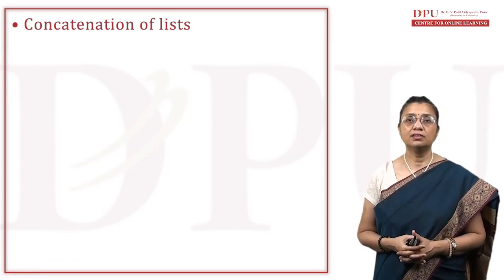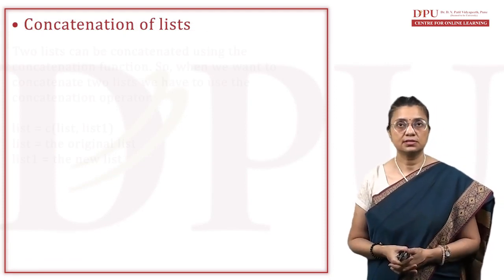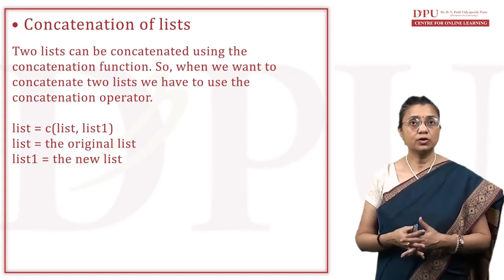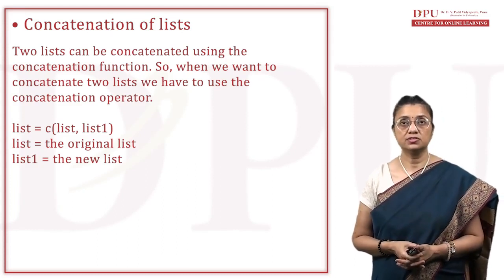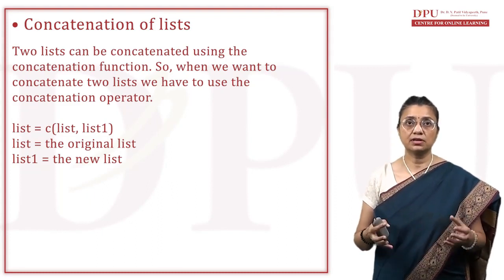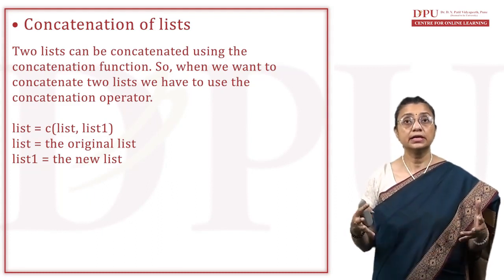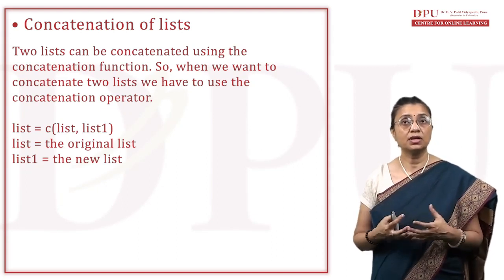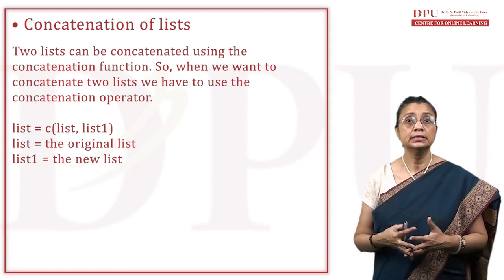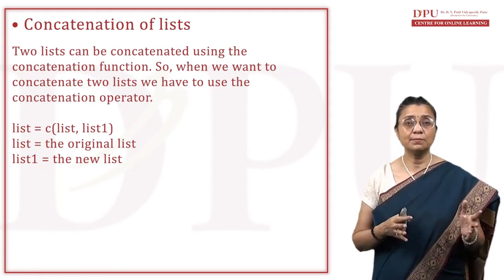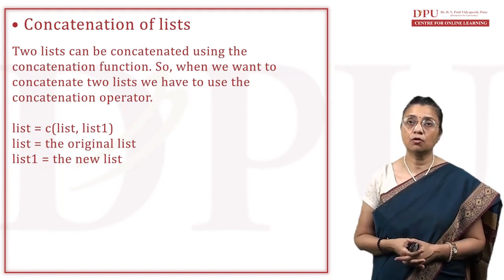Now, let's have a look at the concatenation of lists. What do you mean by concatenation of lists? Two lists can be concatenated using the concatenation function. Concatenation is a property in chemistry where carbon forms a long chain. But here, in the list, it is a property where the lists form a long chain and they are printed on the screen. So basically, concatenation of lists means that I'm combining a lot of lists and making a long chain.